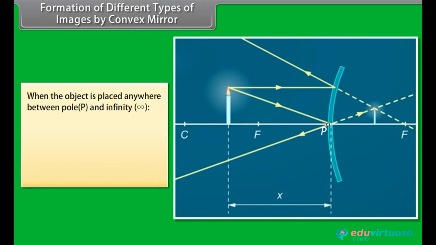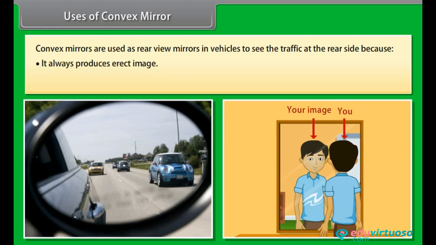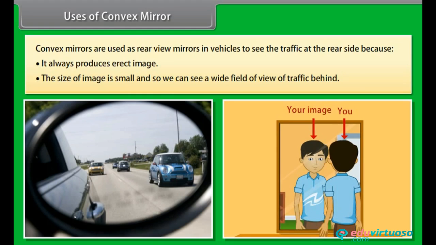When the object is placed anywhere between pole P and infinity, the image is formed behind the mirror. It is virtual and erect, smaller than the object. Uses of convex mirror. Convex mirrors are used as rear view mirrors in vehicles to see the traffic at the rear side because they always produce an erect image. The size of the image is small, so we can see a wide field of view of traffic behind.